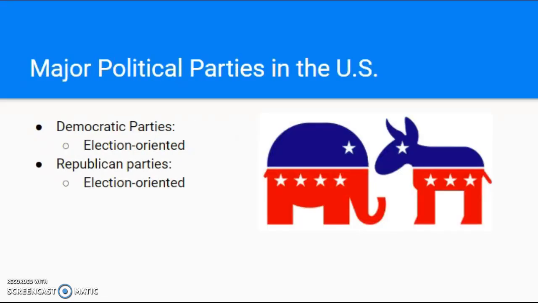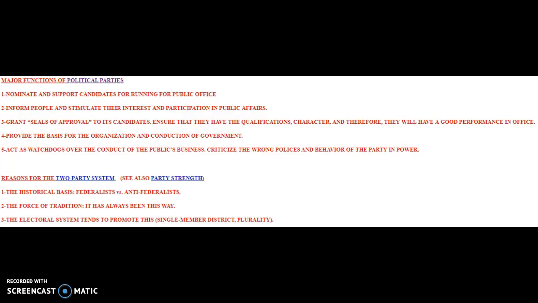So here in the U.S., we have 2 major political parties. We are considered a two-party system because we have just 2 major political parties. That's the Democratic Party and the Republican Party. Both of these parties are election-oriented, meaning they are not primarily focused on issues. So they're not issue-oriented. They are going to be driven by the election, driven by the potential that they could be reelected for another term.